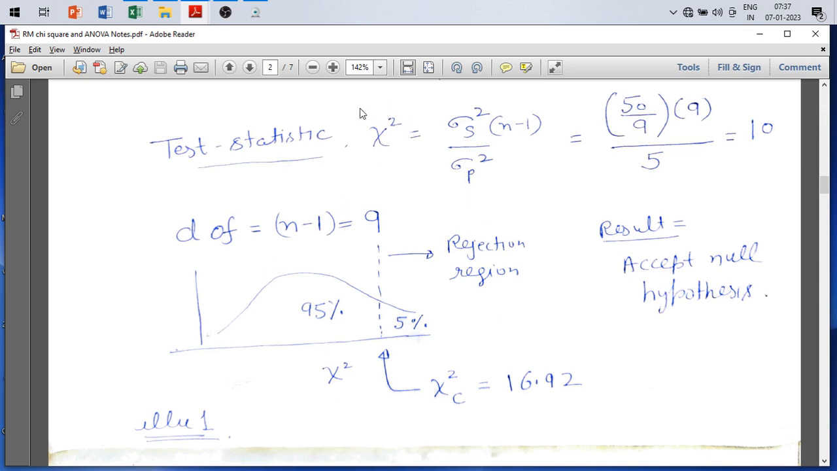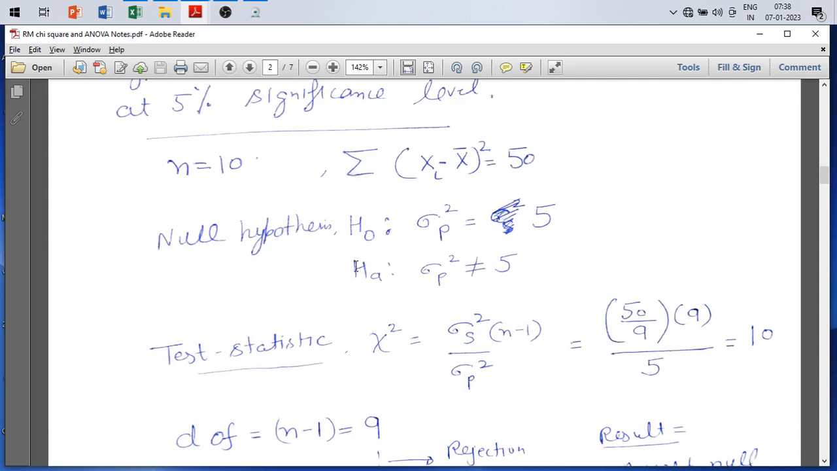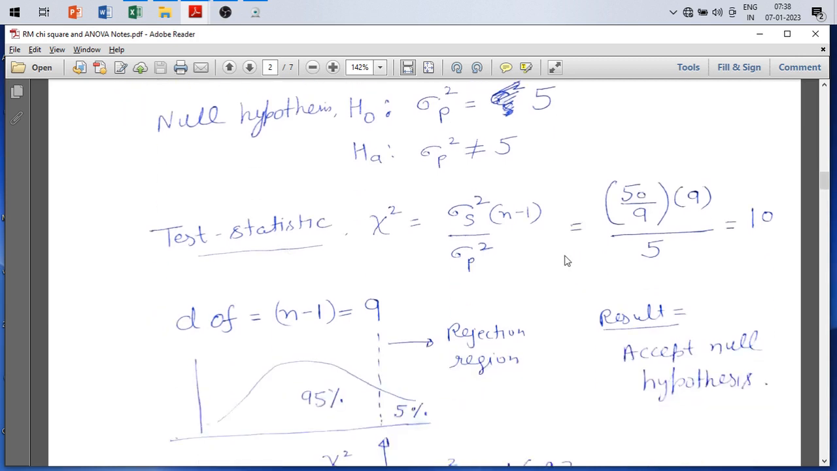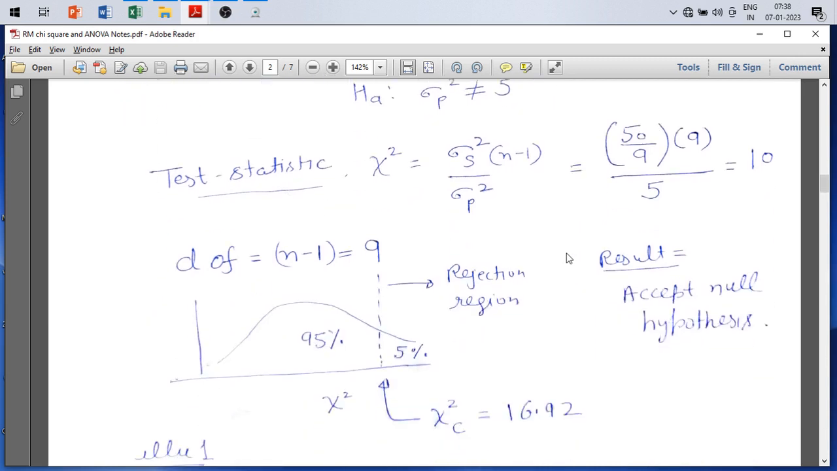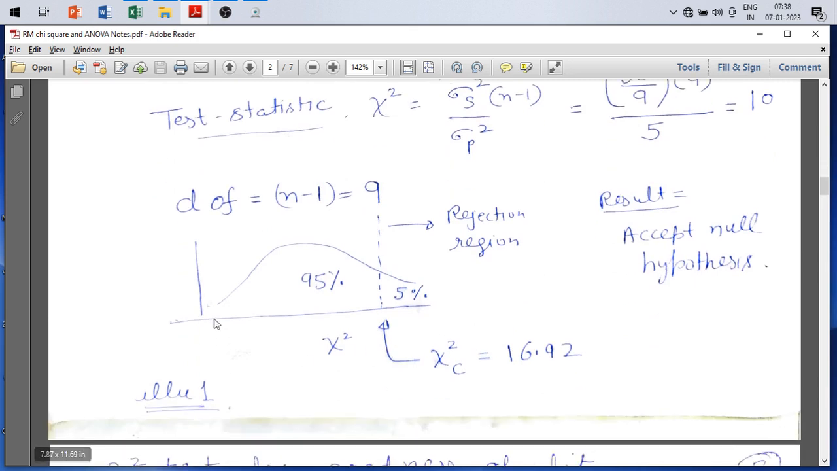And now we see the chi-square test statistic that we worked out. Its value was 10. So 10 lies in the acceptance region. So our result is going to be, we will accept the null hypothesis. Okay, at 5% significance level, we have accepted the null hypothesis, which was that the sample is from a population with variance 5. Okay, so this is the types of problem we deal with when we are using chi-square test for test of variance. Let us look at another example of this, which is illustration 1 in the textbook.